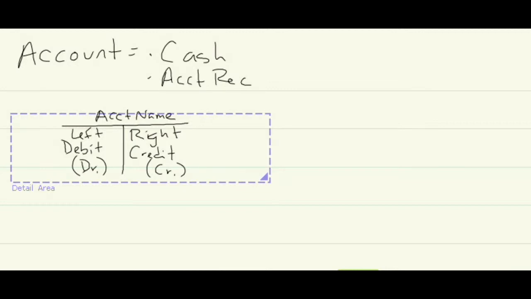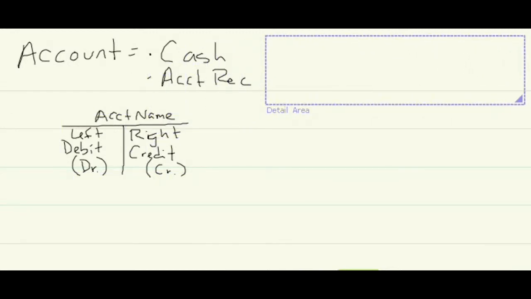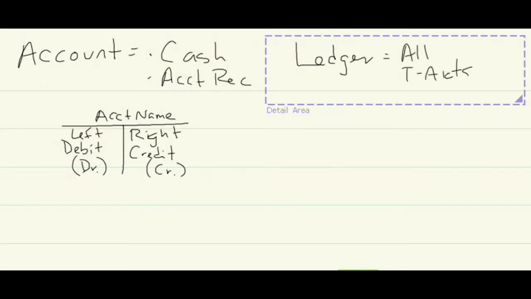There are a few other terms that we need to throw into the mix. There is something called a ledger. All a ledger is, is an accumulation of all of these T accounts. So a ledger is all T accounts. These T accounts would be listed out all next to each other, and when you group all of them together, that's the ledger.